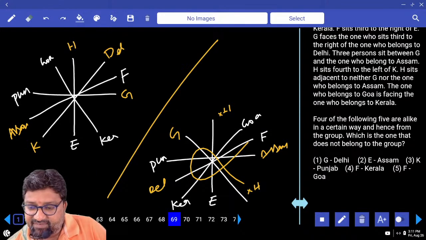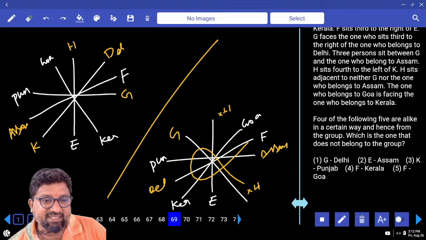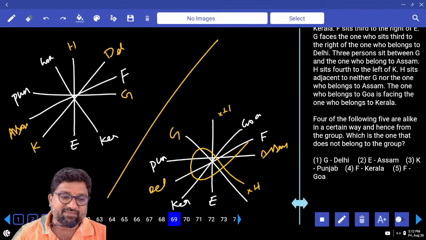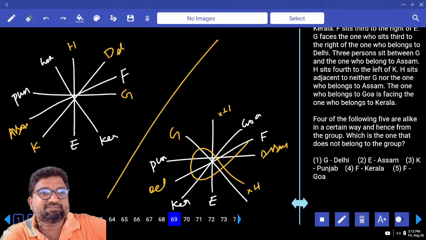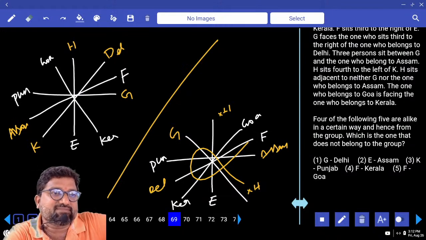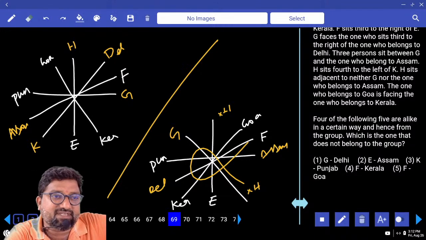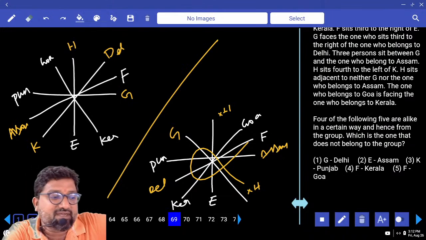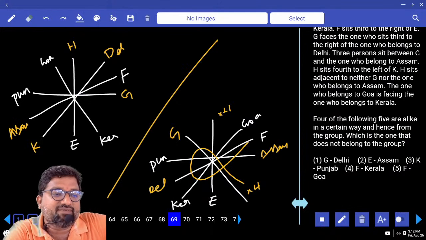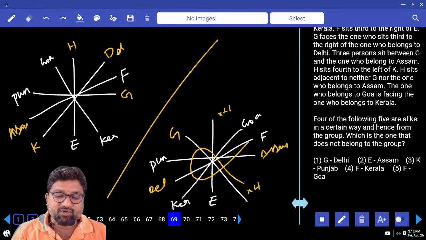4 out of the following 5 are alike in a certain way. G and Delhi. Second to the right of G is Delhi. E and Assam. Second to the left of E is Assam. I can say there is 1 person between E and Assam, G and Delhi. Avuna kada? K and Punjab also 1 person. F and Kerala also 1 person. But F and Goa, you have how many persons? 2 persons.